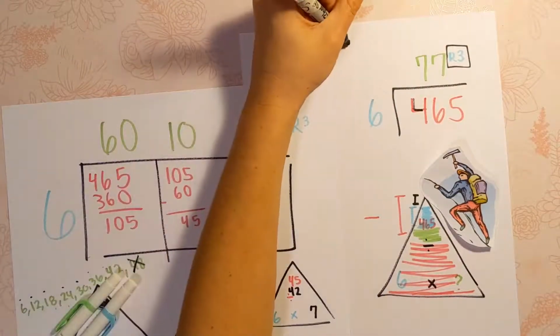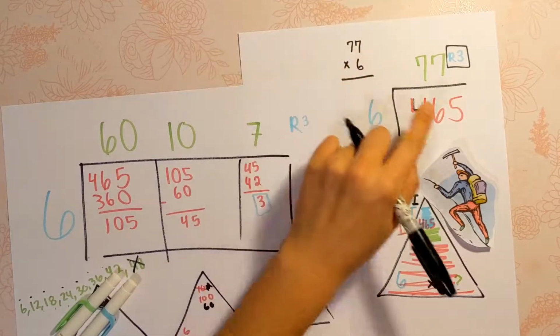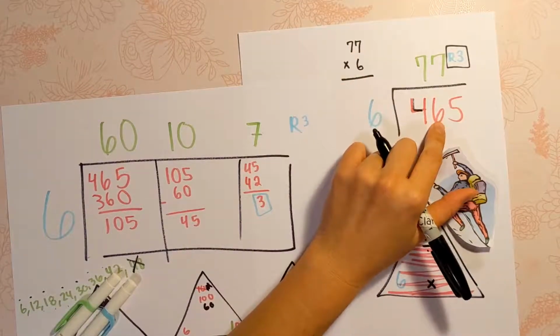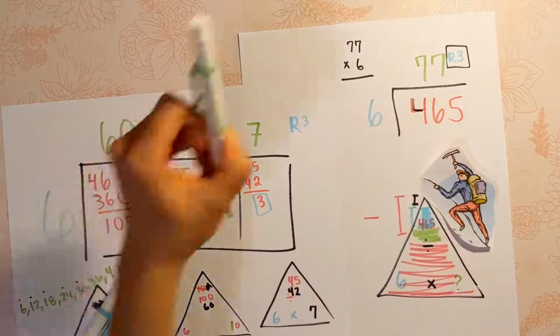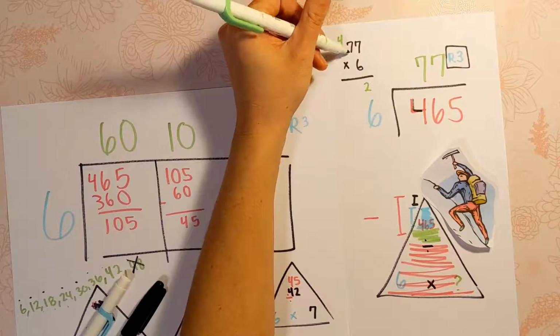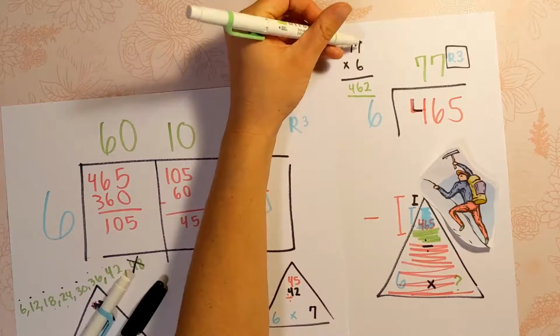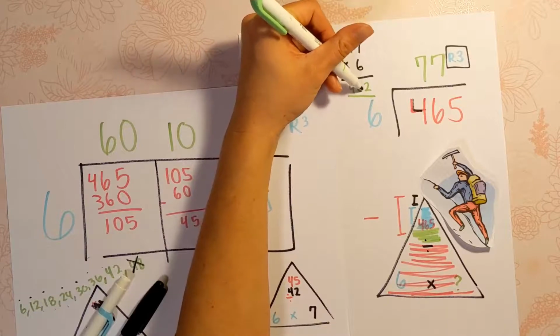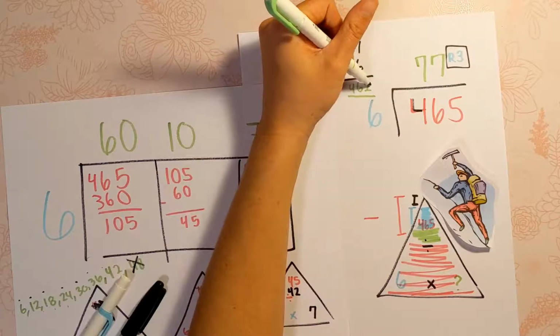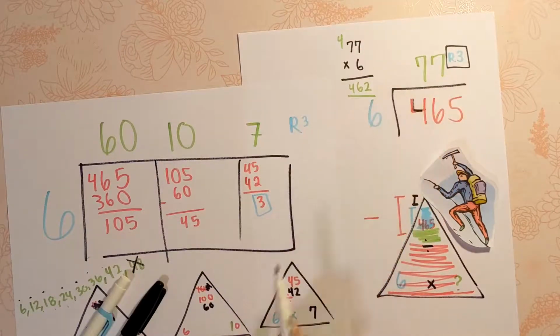So let's test this out. 77 times 6 should get us 3 less than 465. 6 times 7 is 42. 6 times 7 is 42 plus 4 is 46. So 6 times 77 is 462, and then this remainder 3 would get us 463, 464, 465. So this is our quotient.